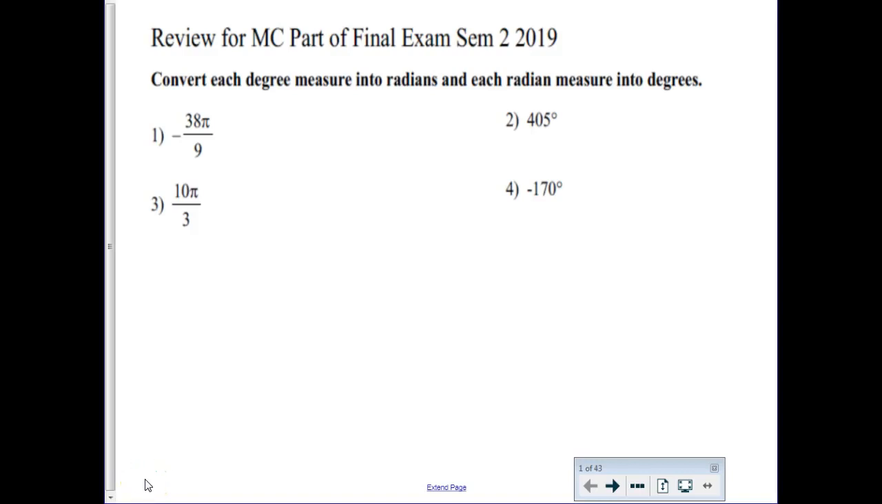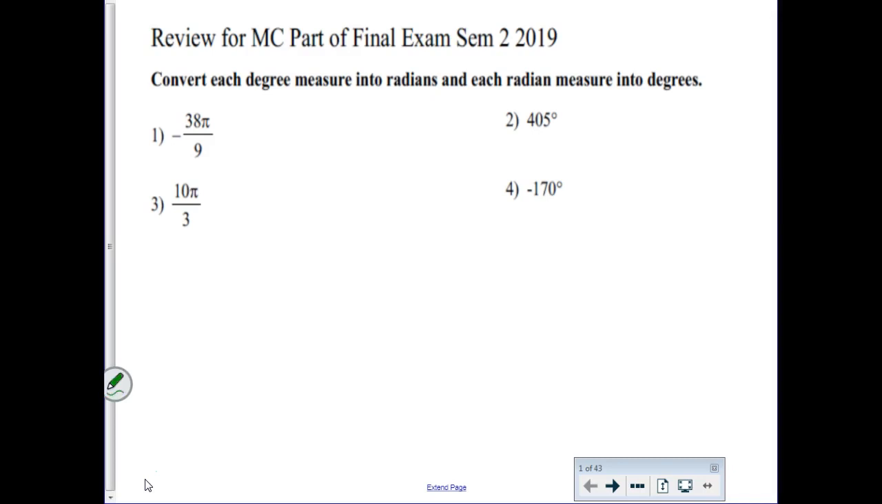All right, so here is the final part of your final. This is part 3. It will be worth 25 points. We've already done 60 points so far, so 25 more points coming your way. It is multiple choice for most of it. There are a few free response at the end.